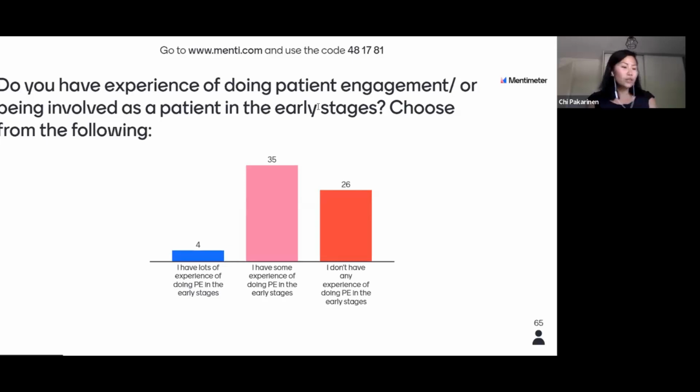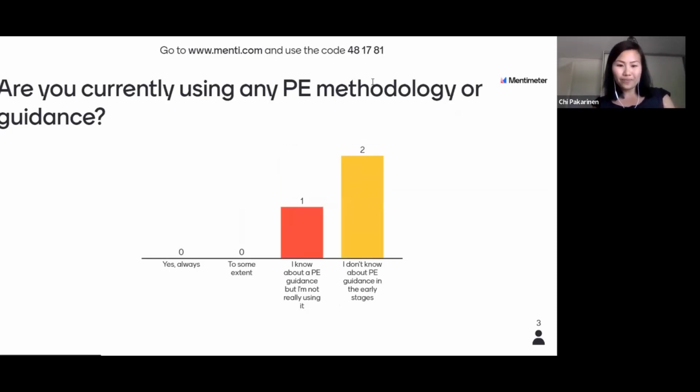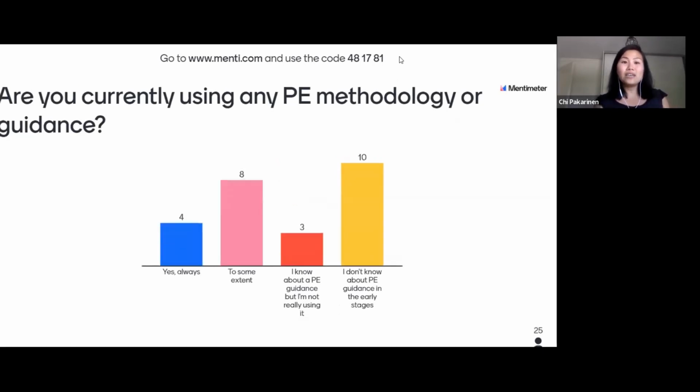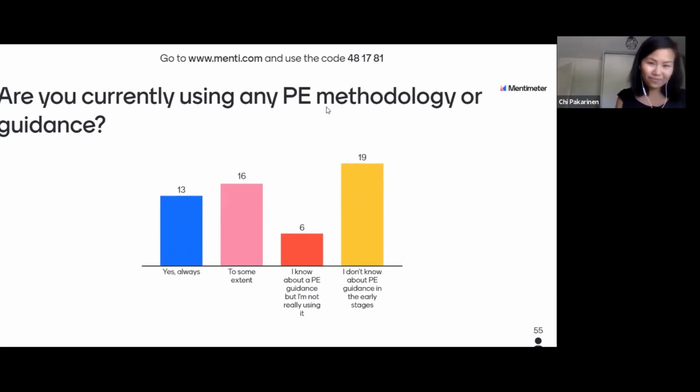Good. And then we'll go to the last question. I think we have one more. Are you currently using any kind of patient engagement methodology or guidance in your work? So we have a couple of options there as well. And if you can't access, you can see it up here on the screen, menti.com. The code is 481781. You can still keep on answering. We will go back to our presentation and continue our content.